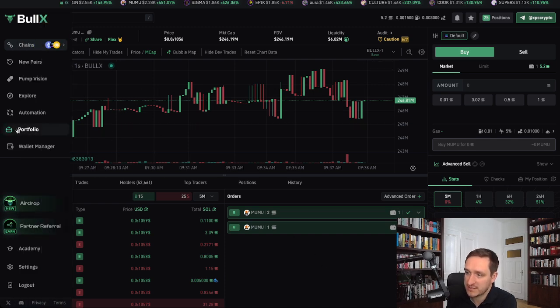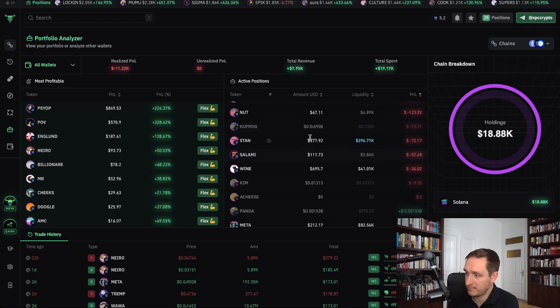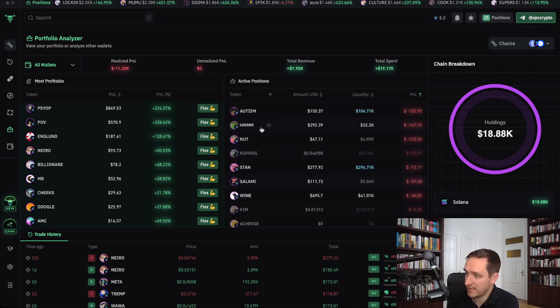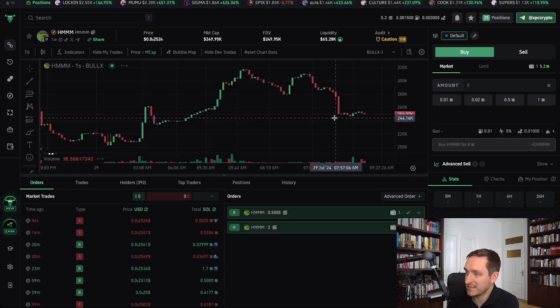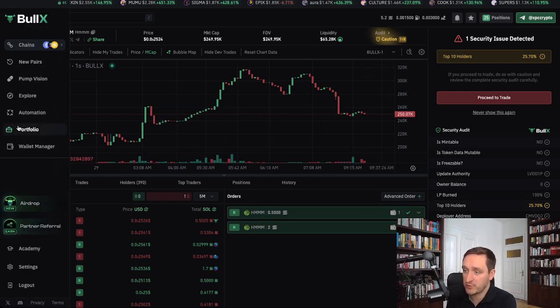So let me show you, for example, one of the smaller coins I have here. So for example, maybe let's go with, it's pretty small one. That's a small funny coin. It has also a caution, but as you can see, this one has top 10 holders holding 25%. This is what happens with smaller coins like that. Nothing extraordinary here, but I wouldn't recommend that for the beginners. Beginners really should focus on coins that are over at least $10 million market cap.